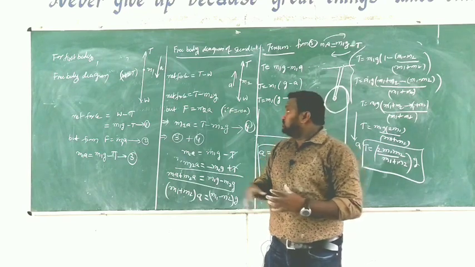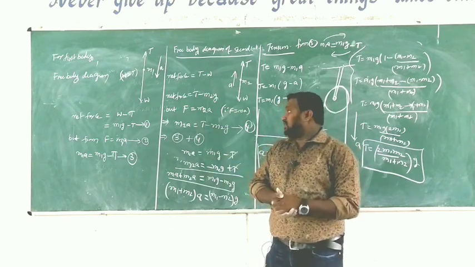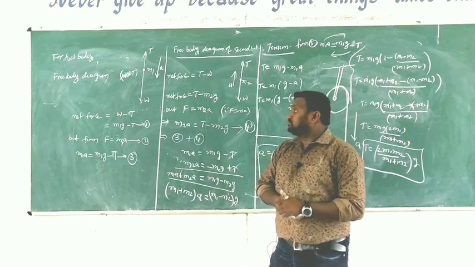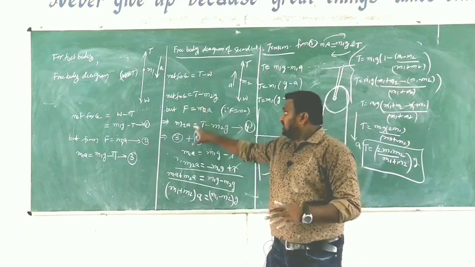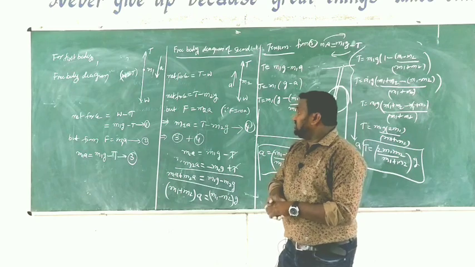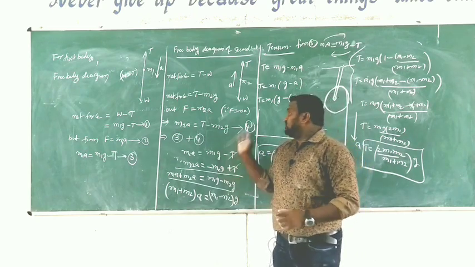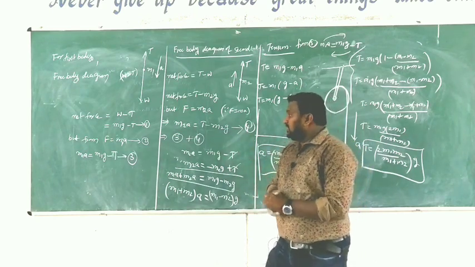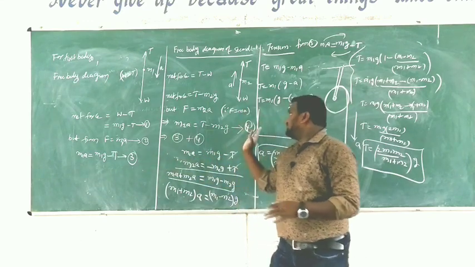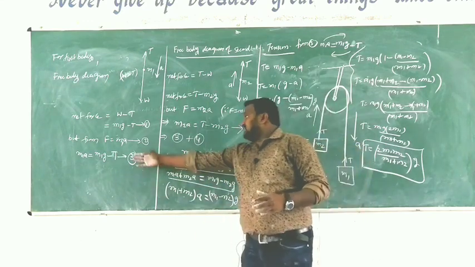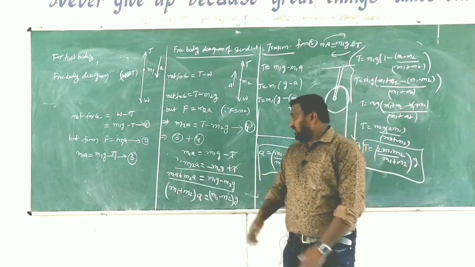According to Newton's second law of motion, F is equal to m2a, and we equate these two. Then what do you get? m2a is equal to T minus m2g. Now it is equation number 4. Now here we have to add 3 and 4. Then what do you get? T will be cancelled. Then we get an equation like this.